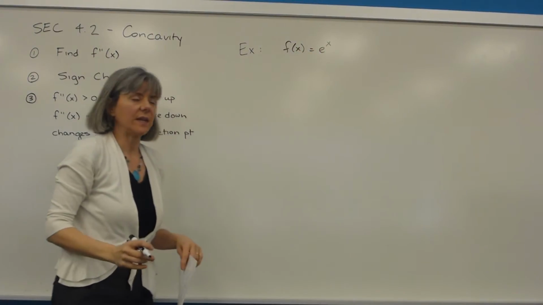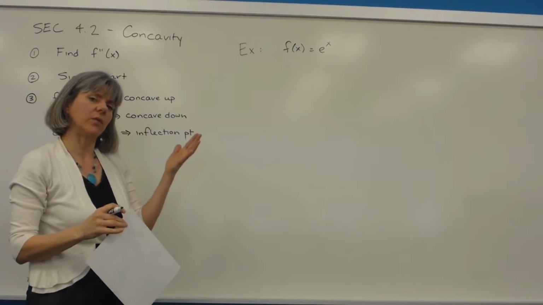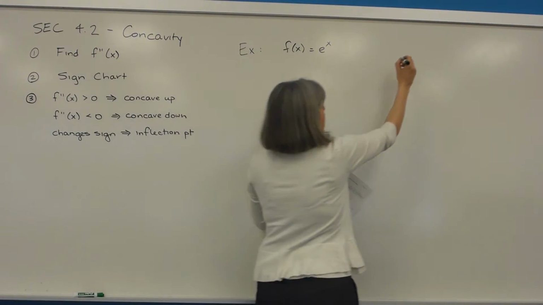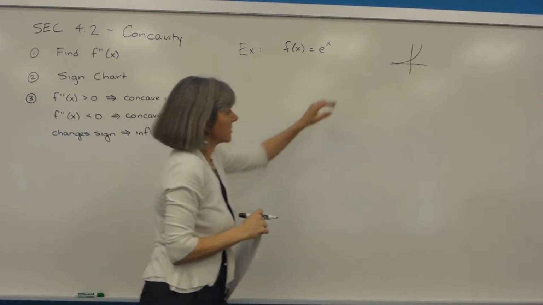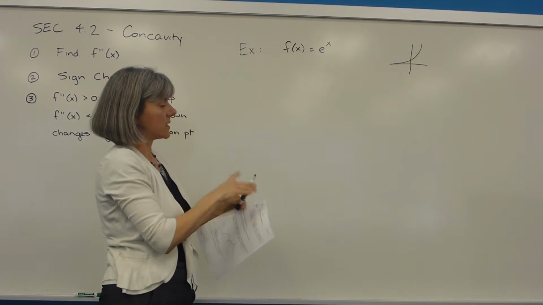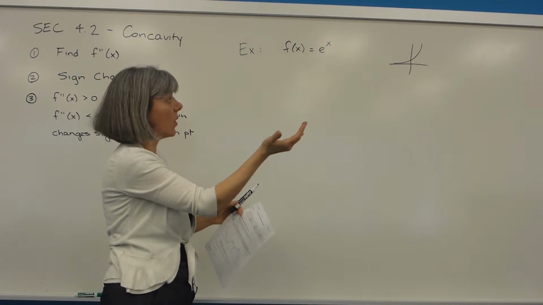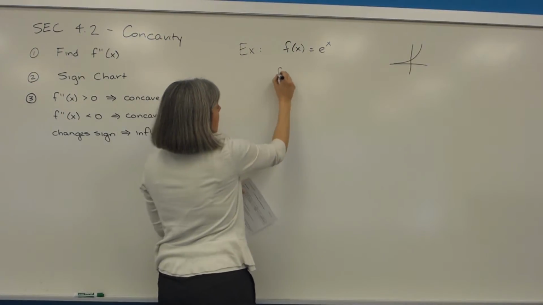f of x equals e to the x. Let's think about what that looks like, because you can keep in the back of your mind what to expect. e to the x looks like that. It doesn't come up here at the end. That's an asymptote. So that looks to me like it's going to be concave up the whole way. It's got that bowl shape the whole way. So let's check it out.